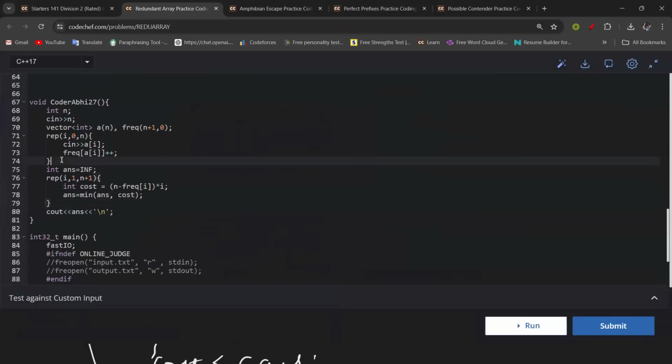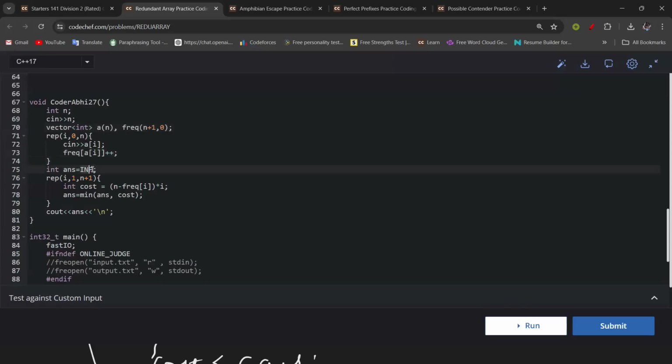So what I did, this is my array, so I just took the input in A of I. Along with that, I pre-computed my frequency array. For the frequency array, I took a size of n plus 1, so it would have indexes from 0 to n, and I initialized all to 0. So initially, I have a frequency of 0 for each element. Whenever we get an element A of I, we update frequency of A of I plus plus. So our frequency array is created like this.